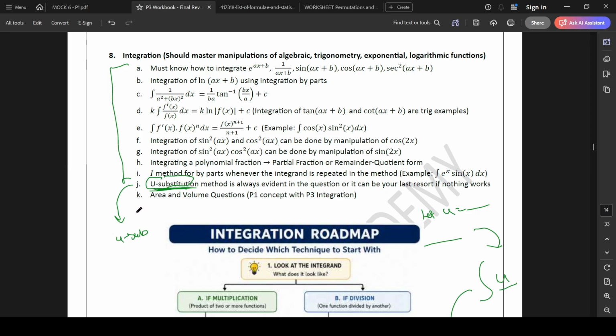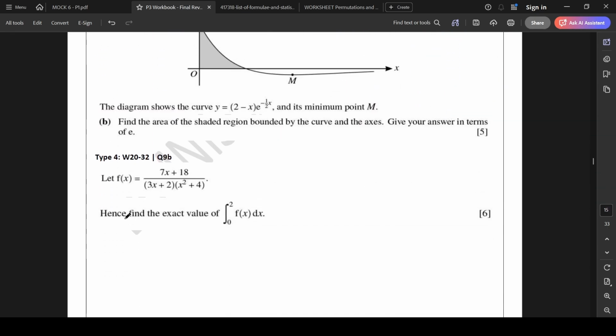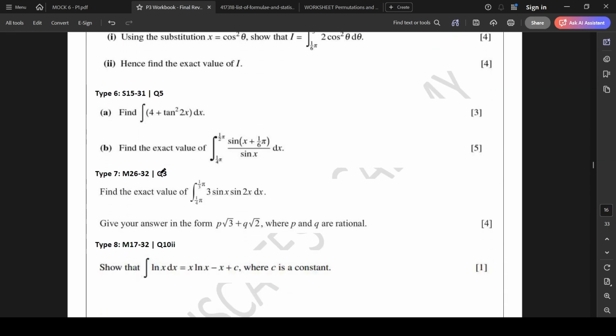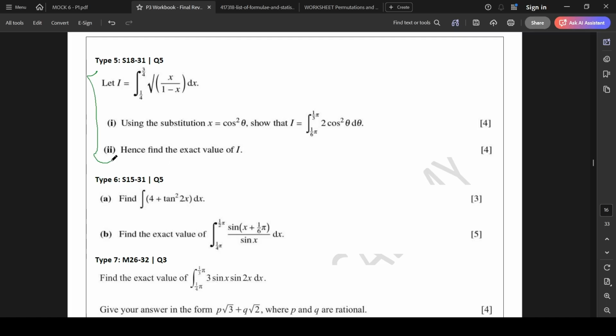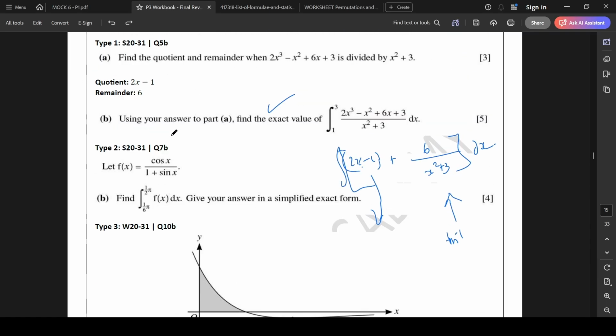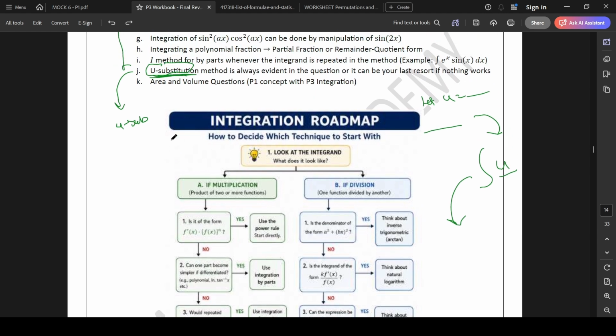If you are not aware of this, I'll give you an example. Just look into that video and get better at it. You can look at the type 5 video of this series in integration to understand this kind of question.